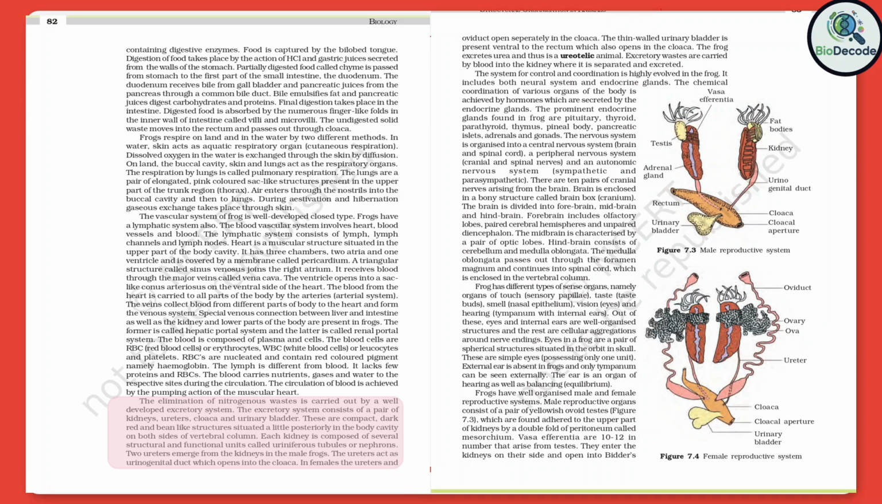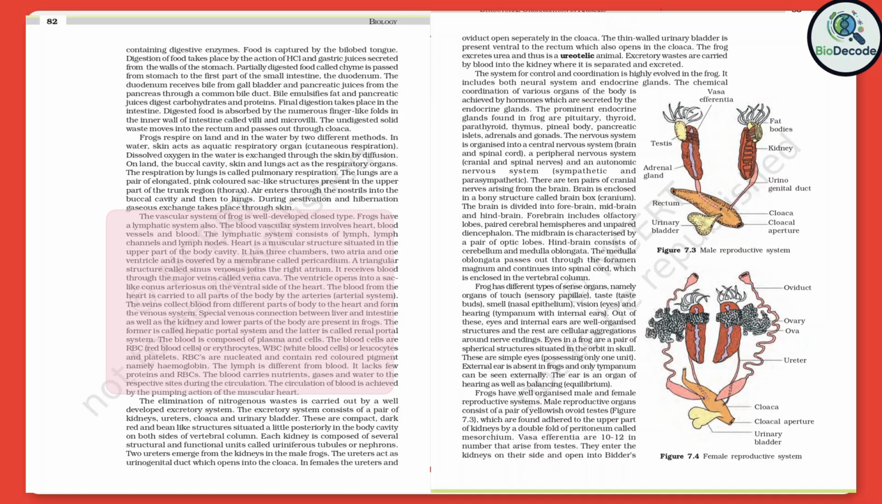2 ureters emerge from the kidneys in the male frogs. The ureters act as urinogenital duct, which opens into the cloaca. In females, the ureters and oviduct open separately in the cloaca. The thin-walled urinary bladder is present ventral to the rectum, which also opens in the cloaca. The frog excretes urea and thus is a ureotelic animal. Excretory wastes are carried by blood into the kidney, where they are separated and excreted.